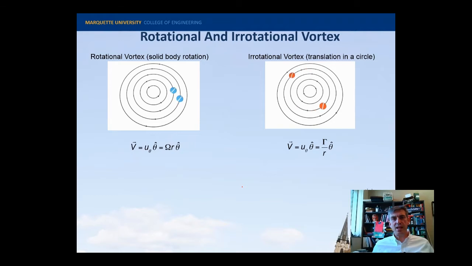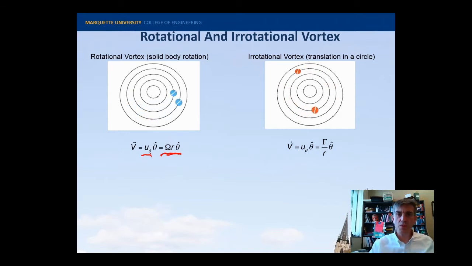So here's an example of two flow fields that represent vortexes. The one on the left is a rotational vortex. It's basically solid body rotation defined by this equation here, capital omega r, which represents the scalar velocity u sub theta. And this is essentially solid body rotation, so this would be like a log spinning around. And so the velocity increases with the radius, and the velocity is 0 at the origin of the coordinate system.